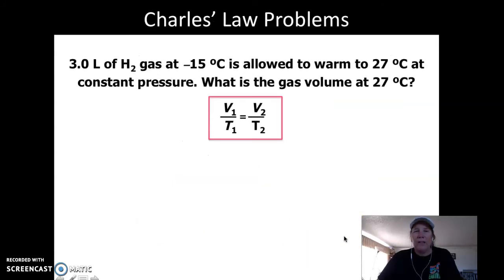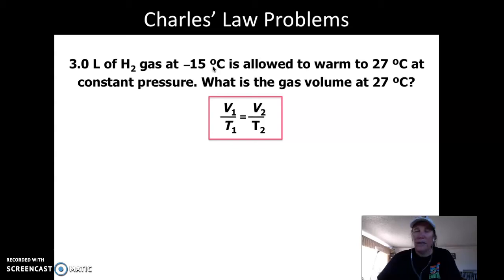Okay. All right. So here we have 3 liters of hydrogen gas. It's at negative 15. So the first thing I would do is I would have to change negative 15 to Kelvin. So I'd have to add 273 to it. So what would that be?